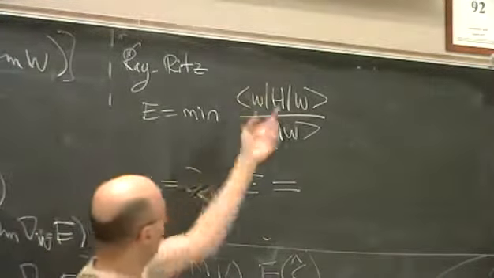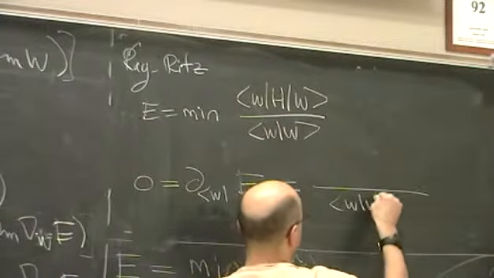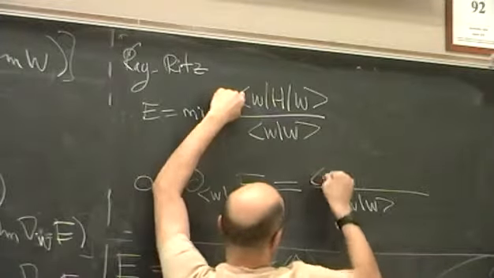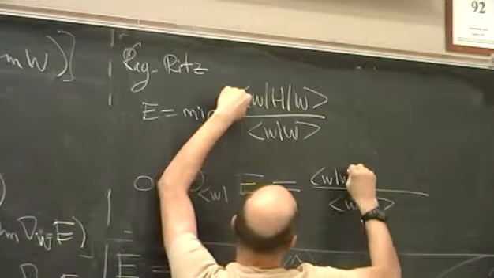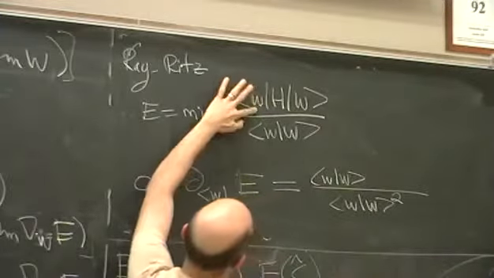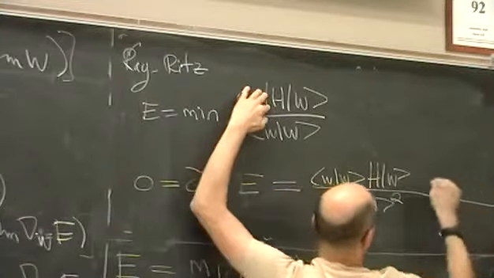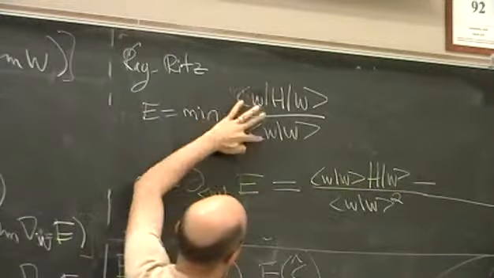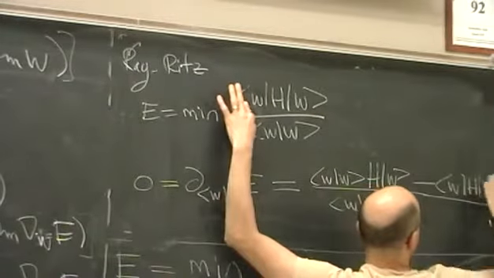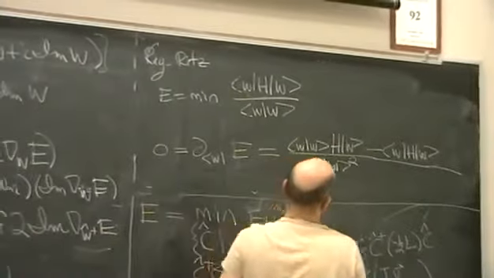Well, derivative of a ratio, we know. You have the denominator squared on the bottom, and then you have the bottom times the derivative of the top, W W. Derivative of the top with respect to that bra formally is H acting on W, minus then the top times the derivative of the bottom, W H W, and the derivative of the bottom is just W.